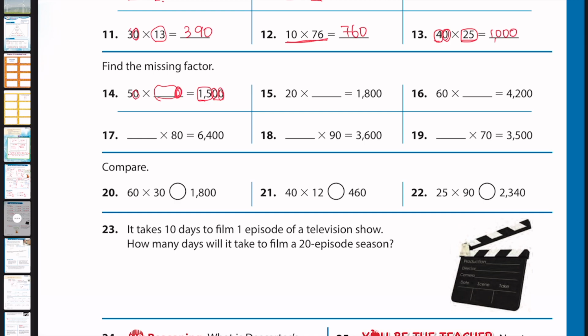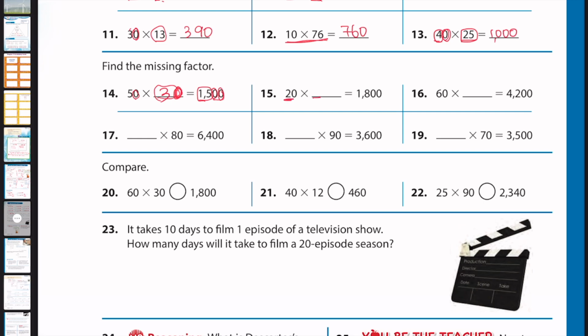5 times what makes 15? 5, 10, 15, yep, 3. And then, as I said, you need to add 0. Okay, so the answer is what? 30. Okay, so same like that.